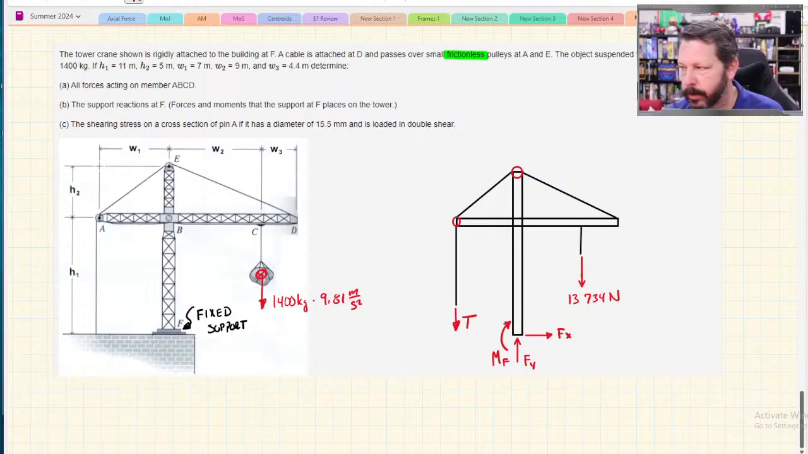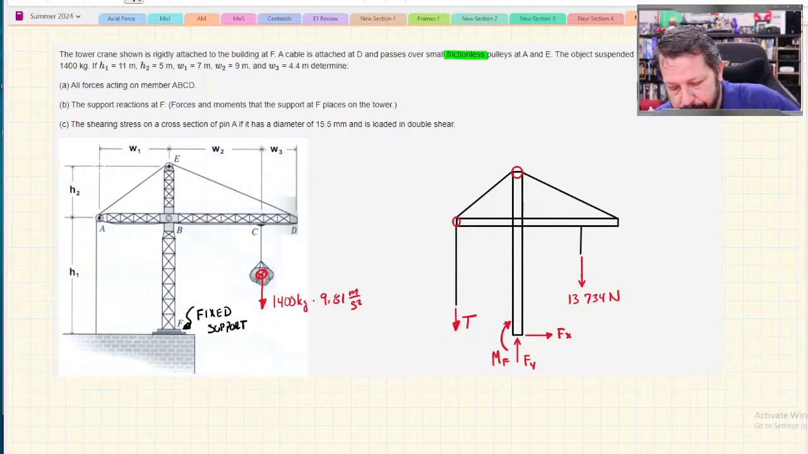So I'm not going to transfer all the dimensions, at least not right now. What I want to know is all the forces acting on member A, B, C, D. First, my normal thing is, well, I want to find all these external reactions. The only problem with that is I have 4 of them. Well, I have 3, Fx, Fy, the moment at F, but I also have the tension in the cable, which is attached to the ground, so it counts as some external thing. And I don't know that. So I have 4 unknowns and only 3 equations to work with.